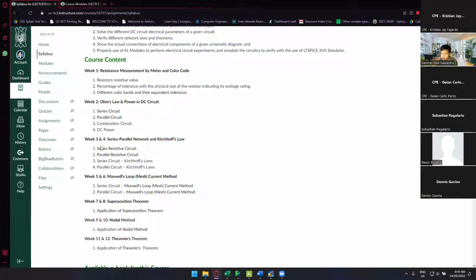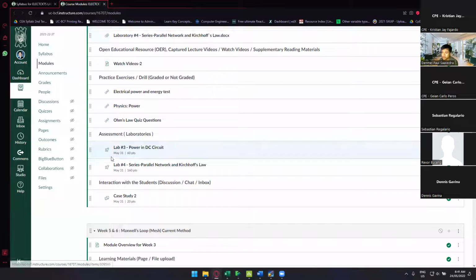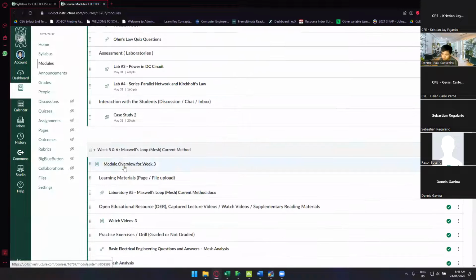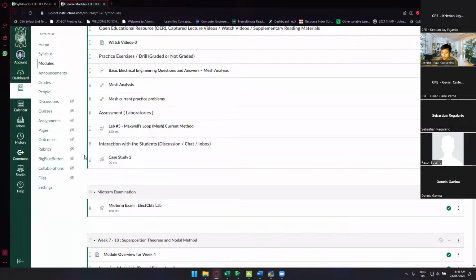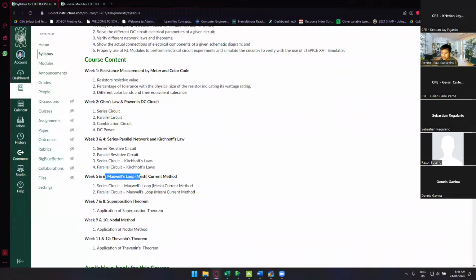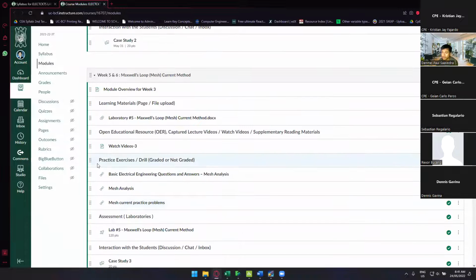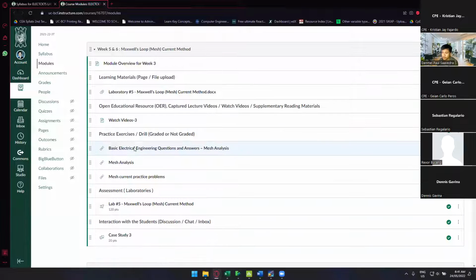For weeks 3 and 4, we have the series parallel network and Kirchhoff's law, which are now lab number 4 and lab number 5. There will be some adjustments, since the last one, the Maxwell loop, is not part of your midterm. This Maxwell current method in week 6 is under the finals. So the coverage of your midterm exam is from lab 1 to lab number 5 only.